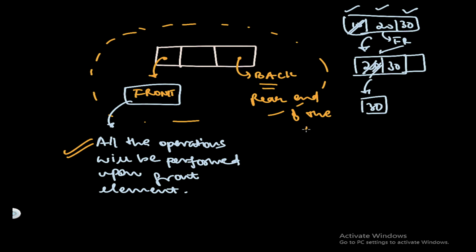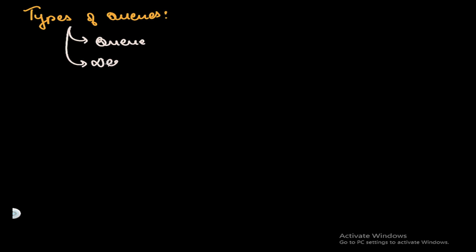Now why am I telling you about the rear end of the queue? Let us see about that. We have different types of queues. In those, the rear, the back, is used. The first is the simple one, which is the queue, which I already showed. The second one is DQ. Now what do I mean by DQ? It is a doubly ended queue.